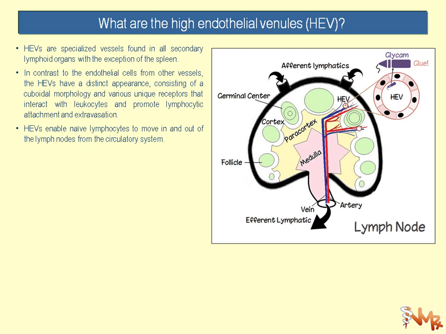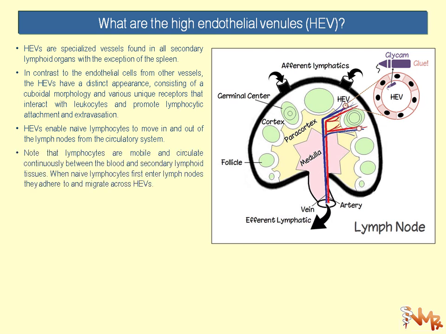HEVs enable naive lymphocytes to move in and out of the lymph nodes from the circulatory system. Note that lymphocytes are mobile and circulate continuously between the blood and secondary lymphoid tissues. When naive lymphocytes first enter lymph nodes, they adhere. And those glue or glycan that I'm showing is for that purpose. The moment they see those proteins, the glycan, they stop. They cannot go further. They know that here is the place that they have to exit from the bloodstream. So when naive lymphocytes first enter the lymph nodes, they adhere to and then migrate across the HEVs.